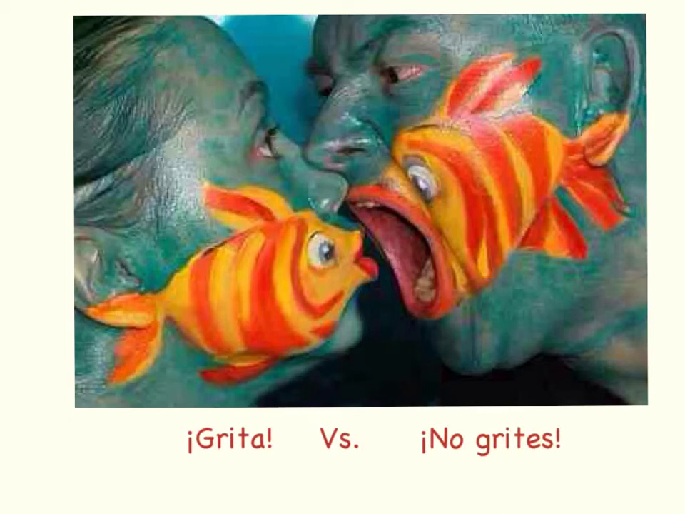This is a good example of a tú affirmative command and a negative tú command. So grita would be the tú affirmative command, telling someone yell, versus no grites, don't yell, which is the negative. So when we're talking about the tú affirmative commands, it's only telling someone to do something.